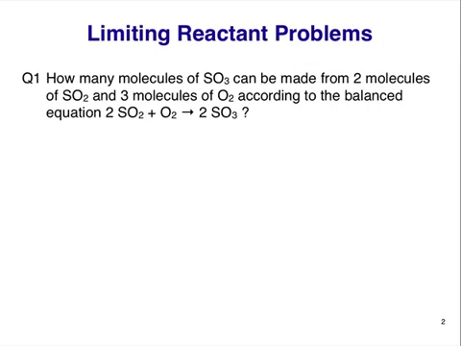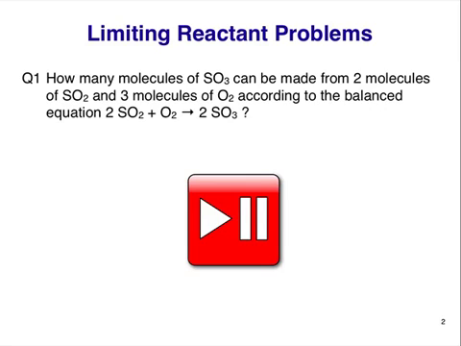Question 1. How many molecules of sulfur trioxide can be made from 2 molecules of sulfur dioxide and 3 molecules of diatomic oxygen according to the balanced equation 2SO2 plus O2 making 2SO3? Stop the video here and work out your answer.